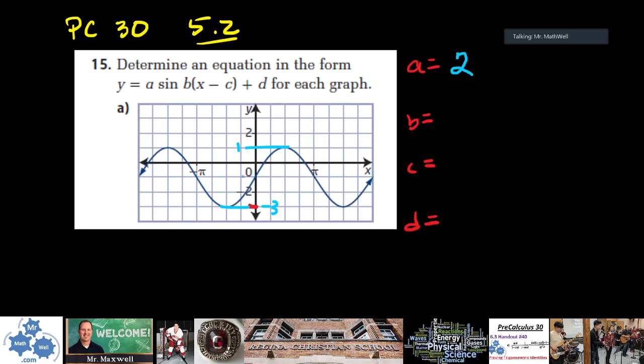Okay? And here would be the midline, or the middle of the graph. And we go 1, 2 units to get to the highest point, or we go 1, 2 units to get to the lowest point. That's what that means. Any questions about A?